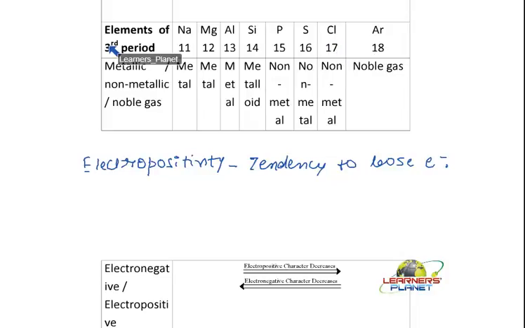And students, electronegativity. What is electronegativity? The tendency to gain electrons. So what is happening to electronegativity? It is decreasing from right to left. Can sodium form an Na minus ion? No. Can magnesium form an Mg minus ion? No. So it is decreasing.